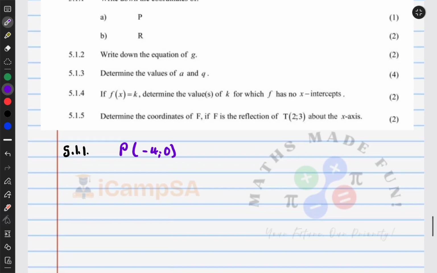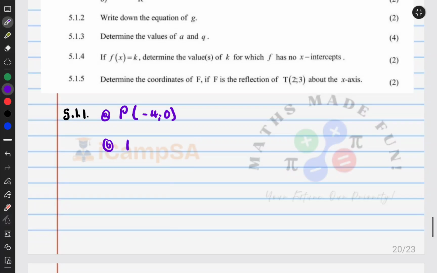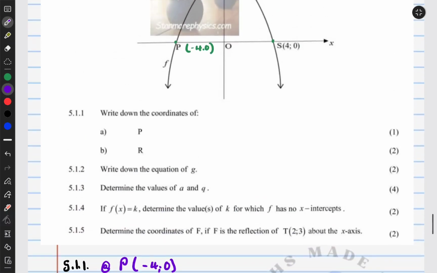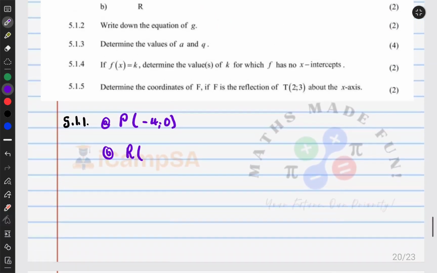And then that is A. And then for P, the coordinates of R are what? Coordinates of R is minus 2 and 3.